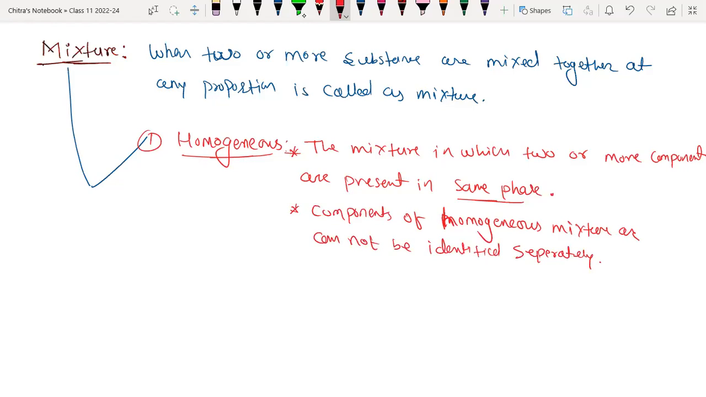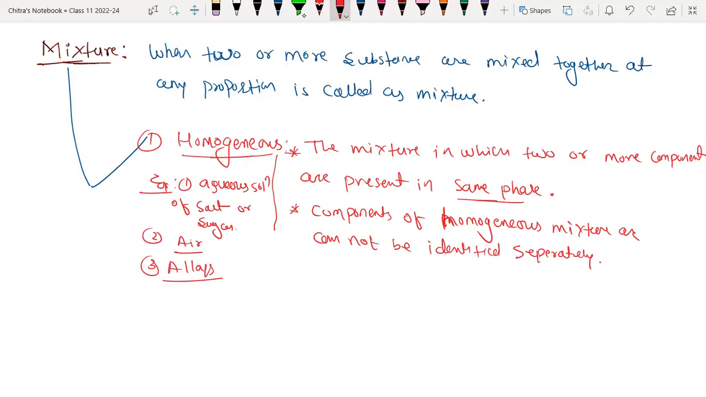Understood? They cannot be identified separately, and are called homogeneous mixtures. Example. I'm writing examples here. Example number one: aqueous solution of salt or sugar is a homogeneous mixture. Second example, air. See, air is a mixture of many gases like nitrogen, oxygen, carbon dioxide and many other gases. Can you identify them separately? No. So it is again a homogeneous mixture. Number three, alloys.